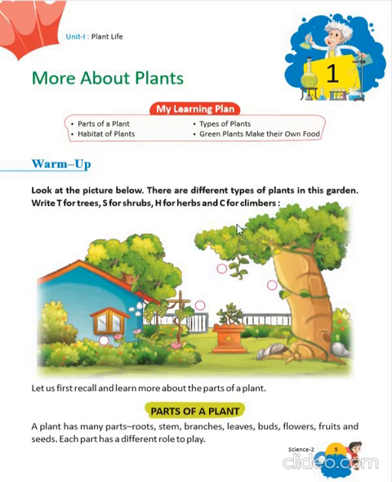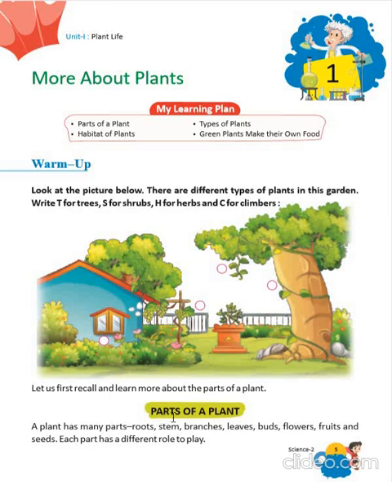In this picture below, we have different types of plants in the garden. What we have to do? We have to write T for tree, S for shrubs, H for herbs, and C for climbers.